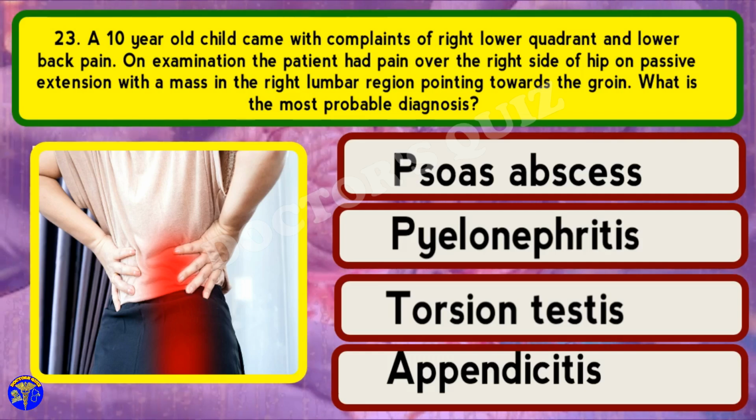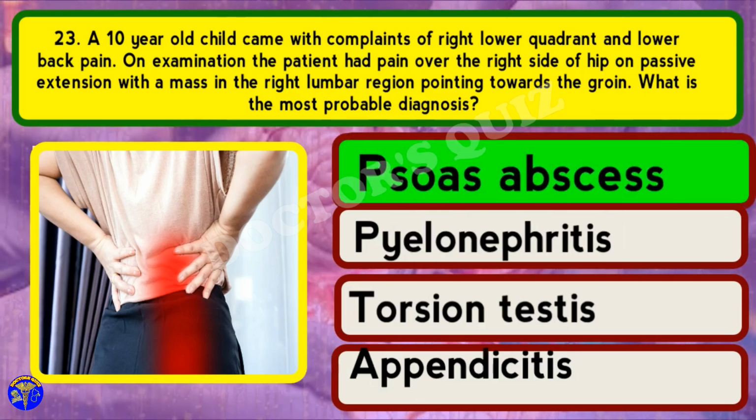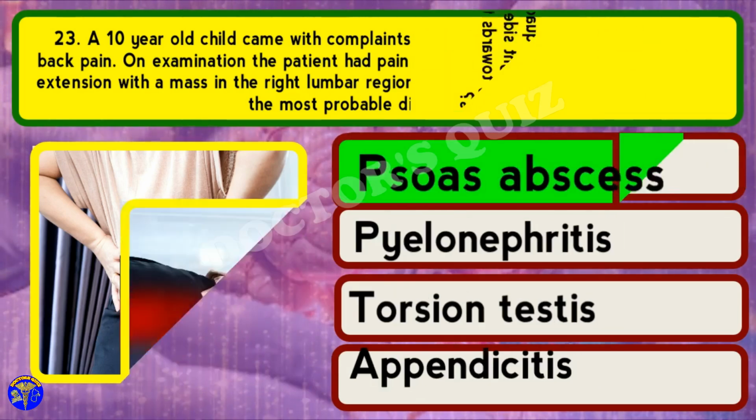A 10-year-old child came with complaints of pain over the right lower quadrant and lower back pain. On examination, the patient had pain over the right side of the hip on passive extension with a mass in the right lumbar region pointing towards the groin. What is the most probable diagnosis? The answer is psoas abscess.